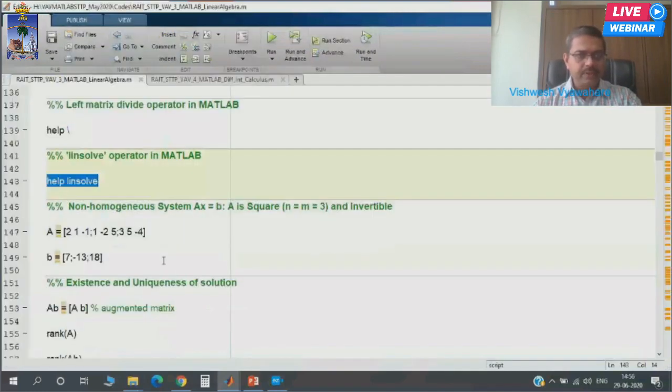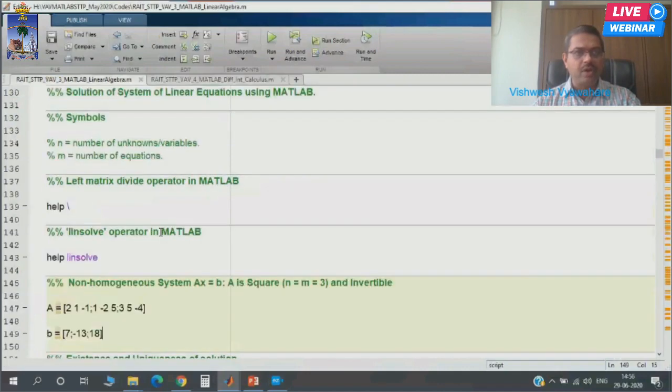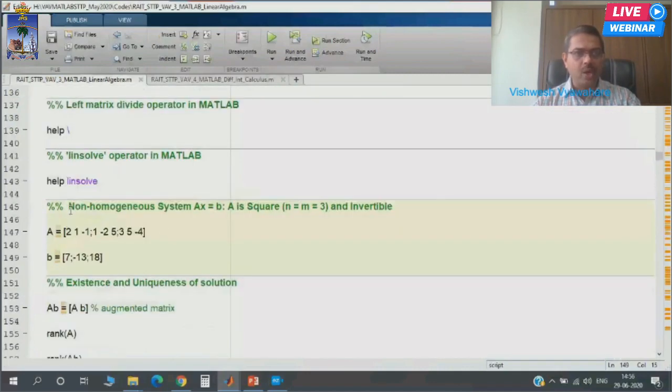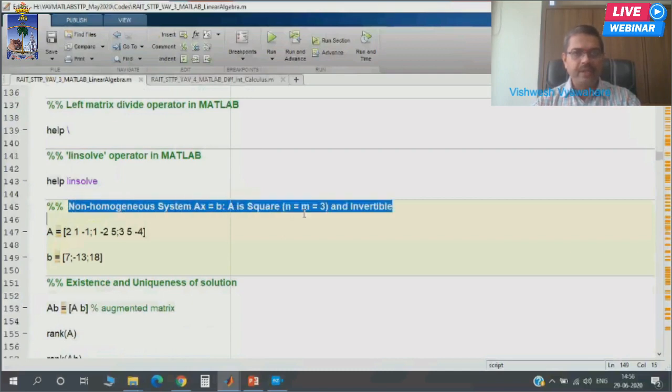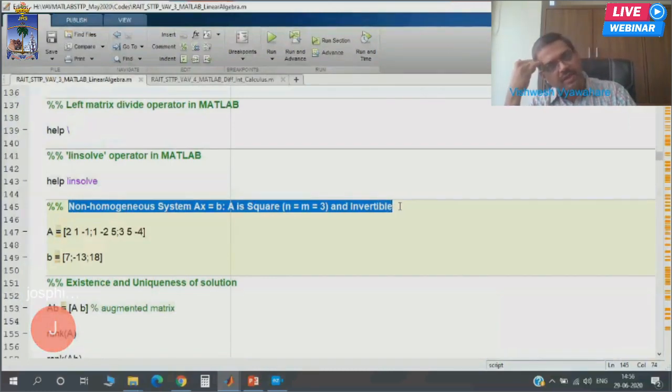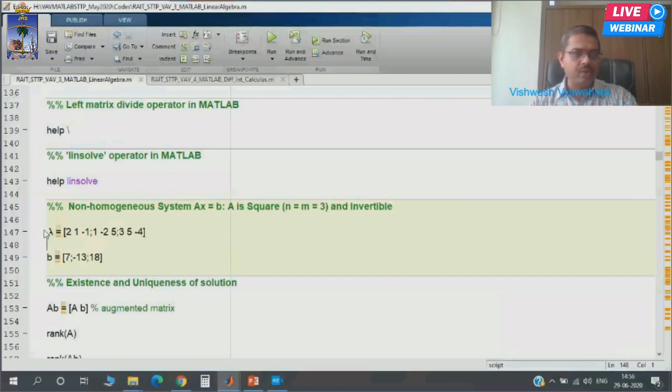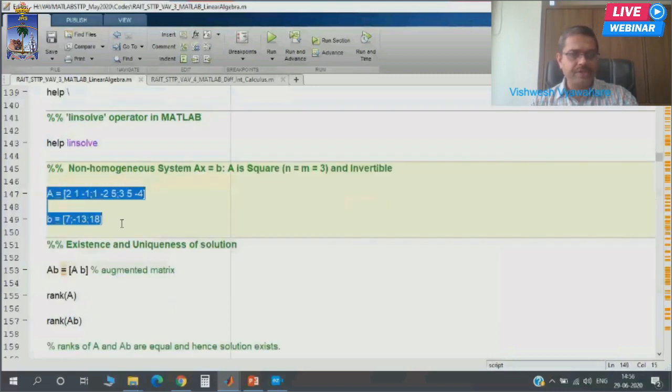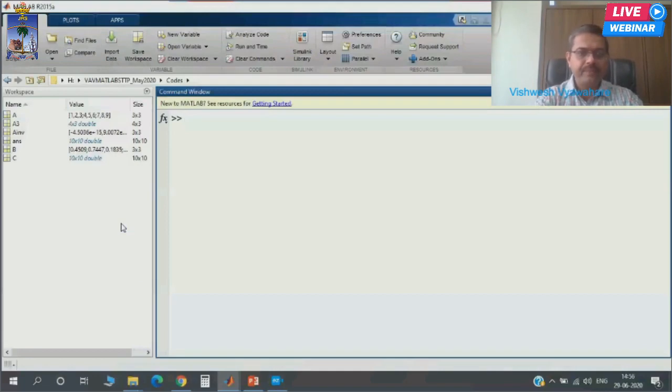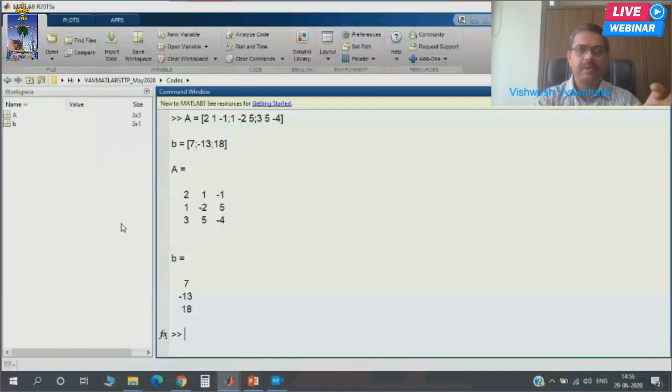So let's move ahead. Let's try to find out. First of all, we will try to solve for the non-homogeneous systems. Non-homogeneous systems means AX equal to B and A is square and invertible. We will take only one example because we have to see a lot of things. So AX equal to B and A is square. So let's try to see how this works out. This is A and this is B.